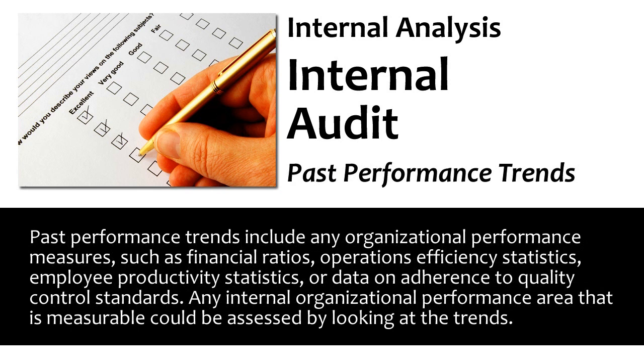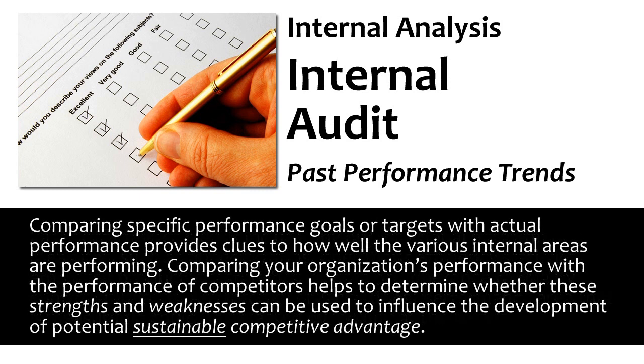Past performance trends include any organizational performance measures, such as financial ratios, organization's efficiency statistics, employee productivity statistics, or data on adherence to quality control standards. Any internal organizational performance area that is measurable could be assessed by looking at the trends. Comparing specific performance goals or targets with actual performance provides clues to how well the various internal areas are performing. Comparing your organization's performance with the performance of competitors helps to determine whether these strengths and weaknesses can be used to influence the development of potential sustainable competitive advantage.